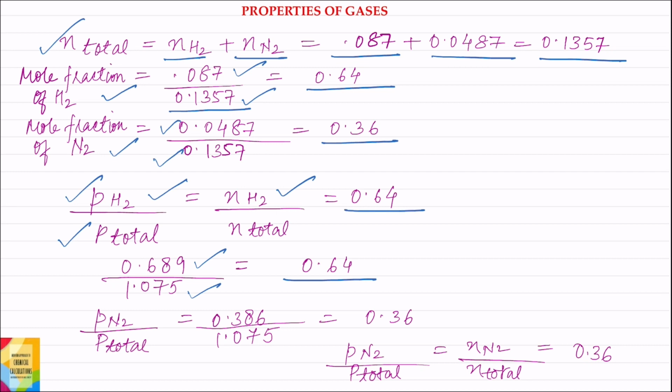So pressure fraction of hydrogen is same as the mole fraction of hydrogen, and it is equal to 0.64. Similarly, pressure fraction of nitrogen will be equal to partial pressure of nitrogen divided by total pressure, that is 0.386 divided by 1.075, and this is equal to 0.36. So as we can see, pressure fraction of nitrogen is equal to mole fraction of nitrogen, and this is equal to 0.36.